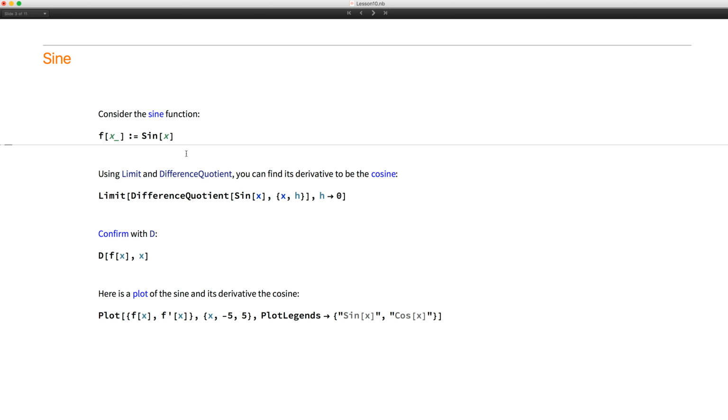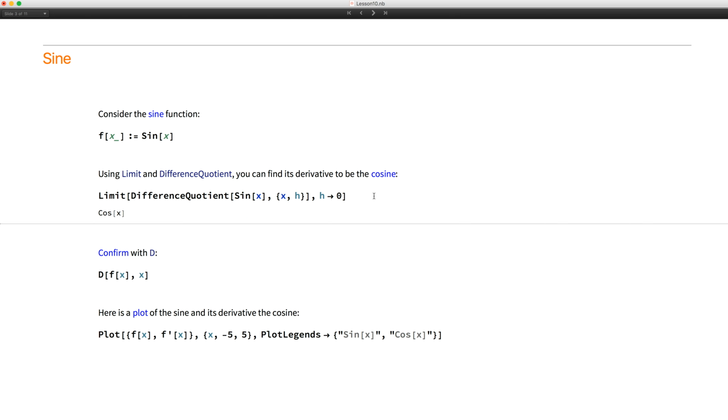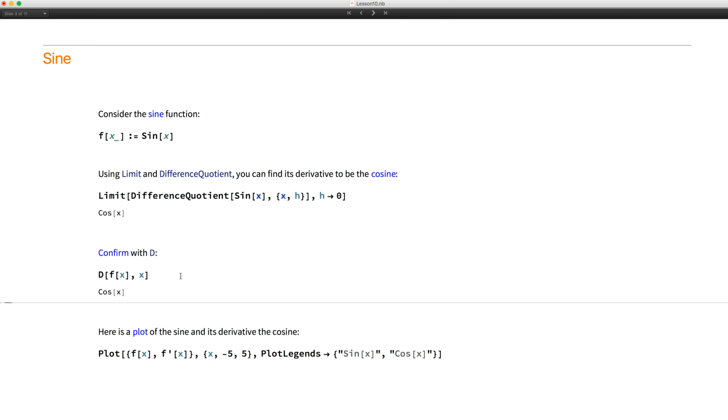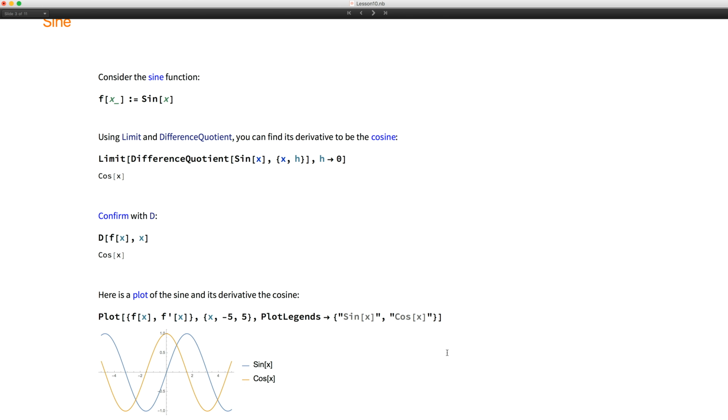To find the derivative, we simply apply the definition, namely the limit of the difference quotient as h approaches 0, and you get back cosine x. That says that the derivative of sine is cosine. Let's confirm that with D, and here's a plot of both the functions, sine and cosine. Sine is the function, and cosine is the derivative of the function.